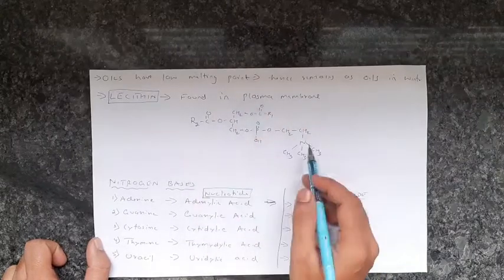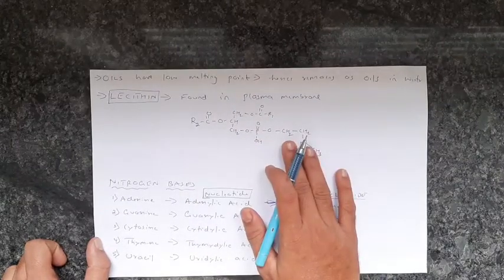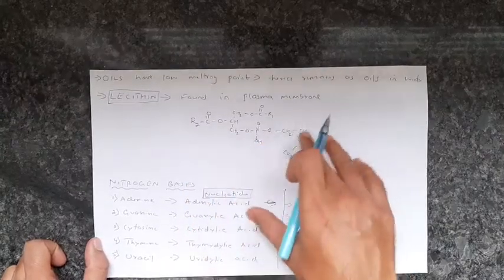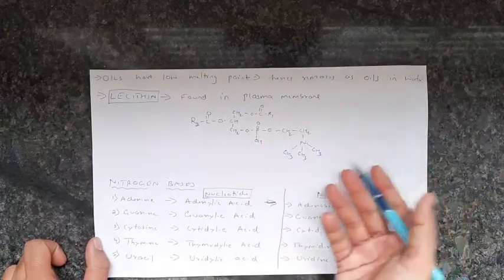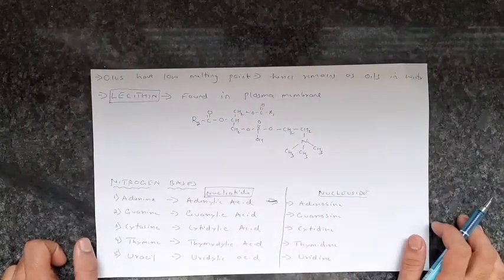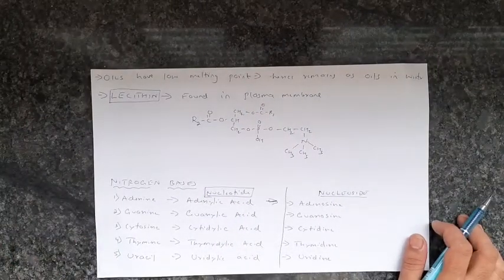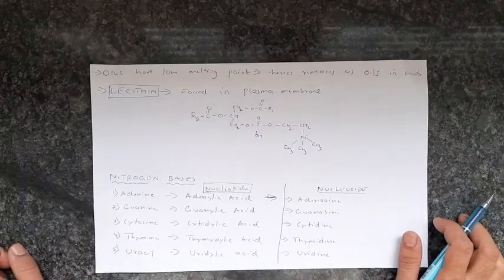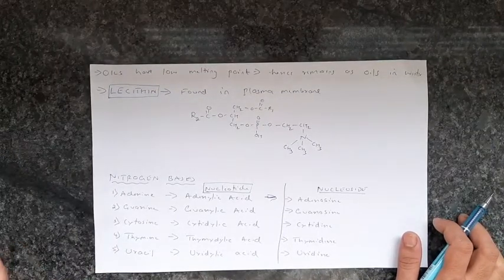So please note this. No need to learn or remember this, but just see this, and you should be able to identify it if it is asked in the examination. Got it? This is lecithin. No need to learn the chemical structure of all this stuff whatever I said, but it could be asked in the option part, so you should be able to identify that.